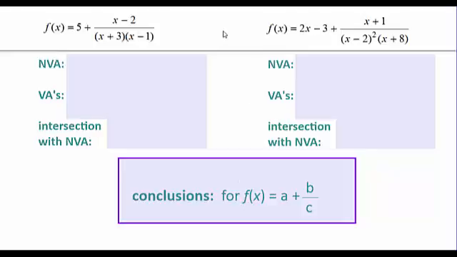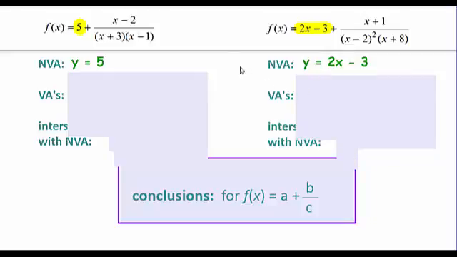For starters, we're going to look at two different forms of our function. We can look at our function in the form after the long division, where we've got something plus a fraction. Remember that something is the quotient from your long division, and that quotient tells us about our non-vertical asymptote. So for the first example, our non-vertical asymptote is y equals 5. And in the second one, the non-vertical asymptote is y equals 2x minus 3.